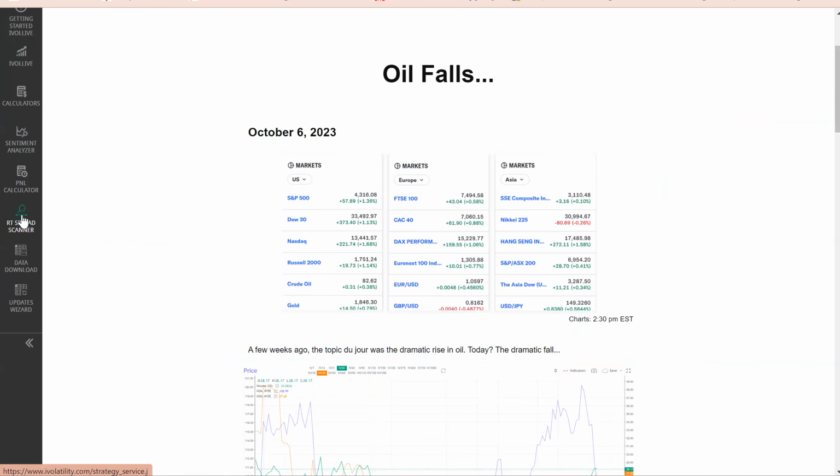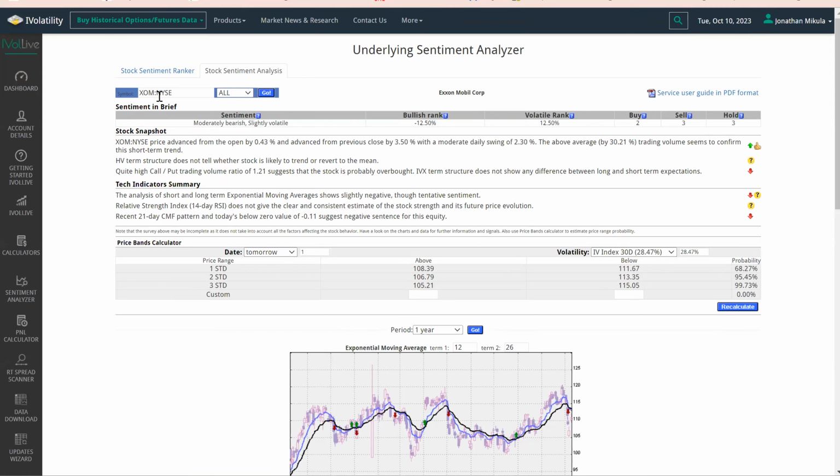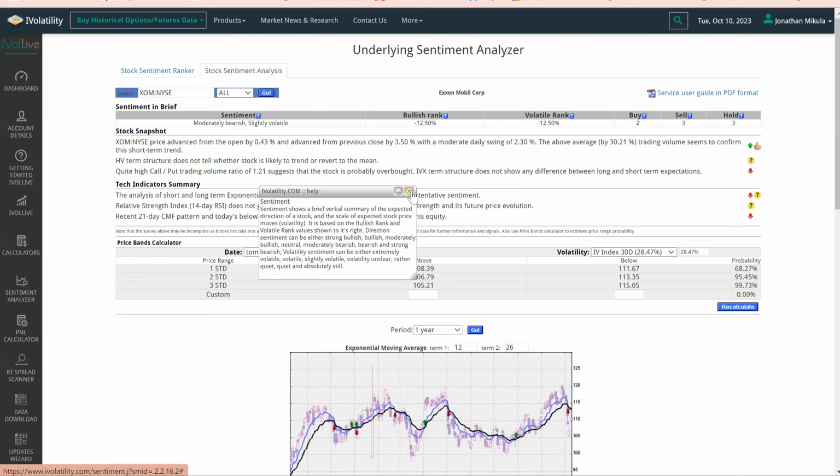So what you would do is you click here. It read my mind and already put in XOM, because I was looking at it this morning. So here we go, we have XOM. The way to read this from left to right is that it gives you a brief overview of what's going on. If you're pressed for time, it'll give you a high level glance. So Exxon is moderately bearish, slightly volatile. If we see a higher uptick in implied volatility, this will change from slightly volatile to volatile, and then if we see a continued uptick, it will change to extremely volatile. But for now, we have moderately bearish, slightly volatile.